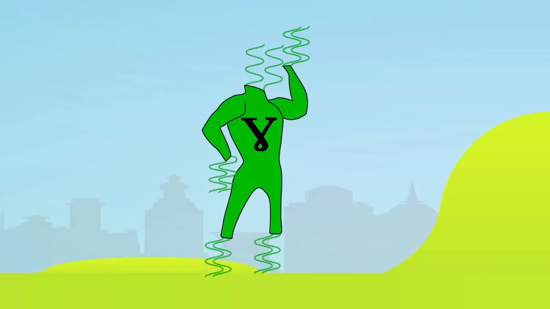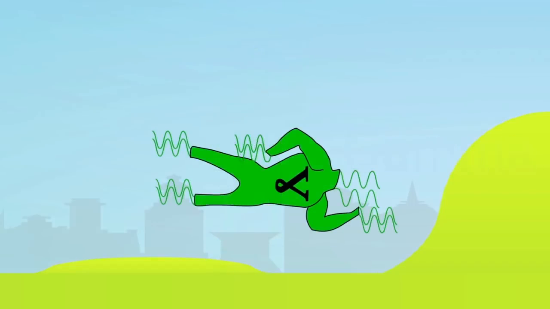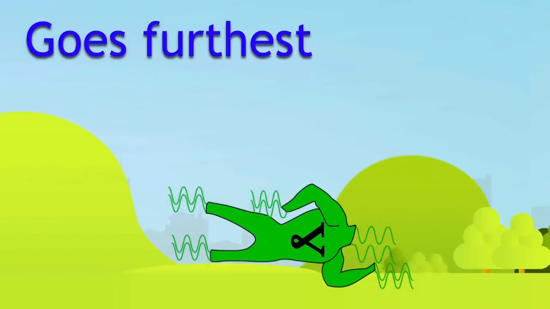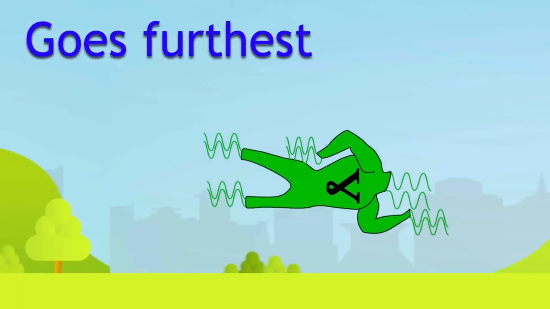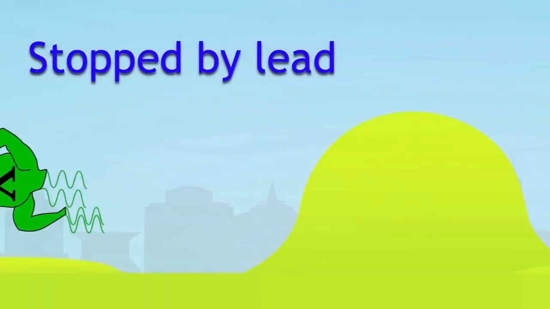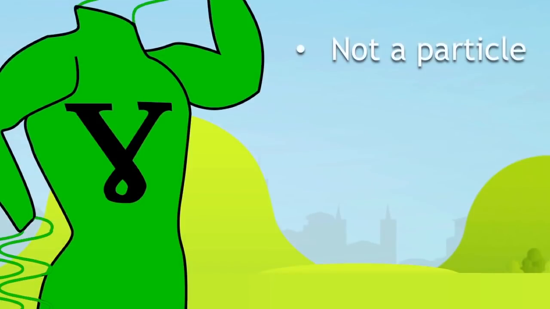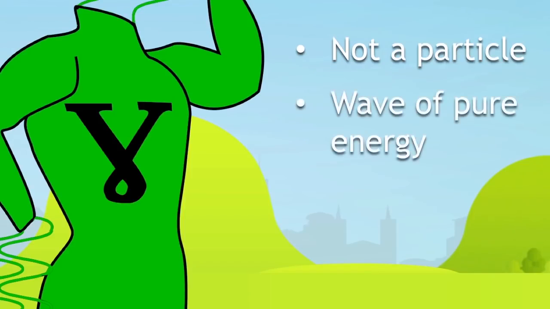The most penetrating of the types of radiation is gamma radiation. Gamma radiation goes furthest in air, it goes a long way in air, and also it goes through aluminium. But it will get stopped by lead. Gamma radiation is not a particle like the other two. Gamma radiation is a wave. That means it's just pure energy, which goes up and down as it goes through the air.